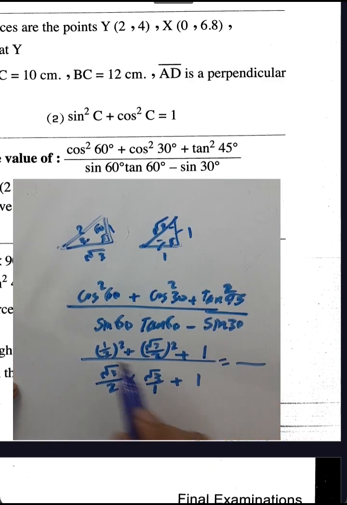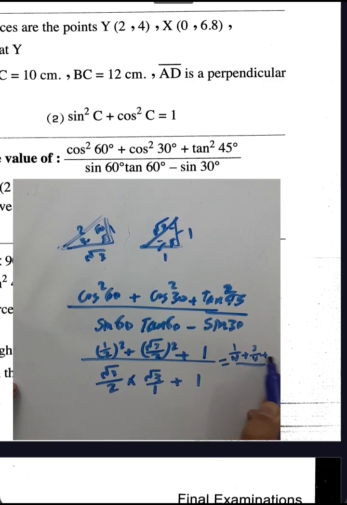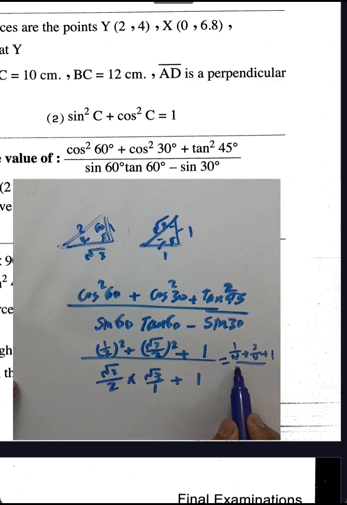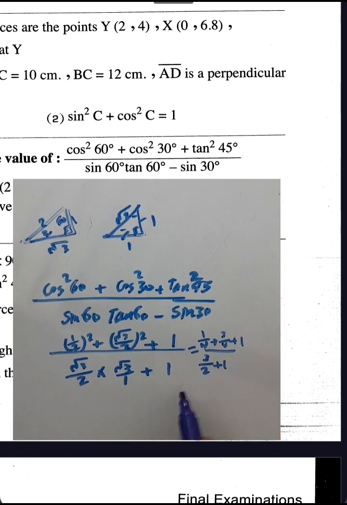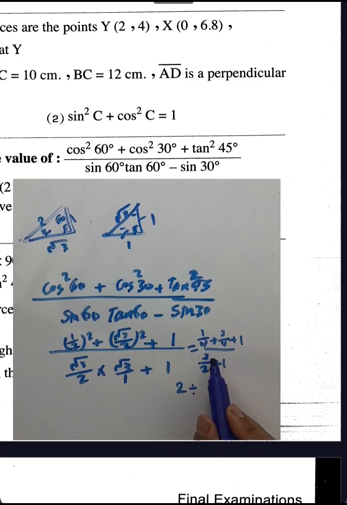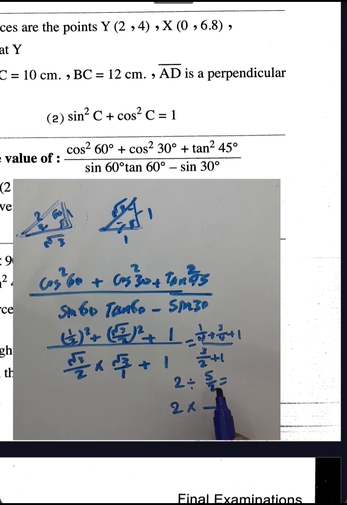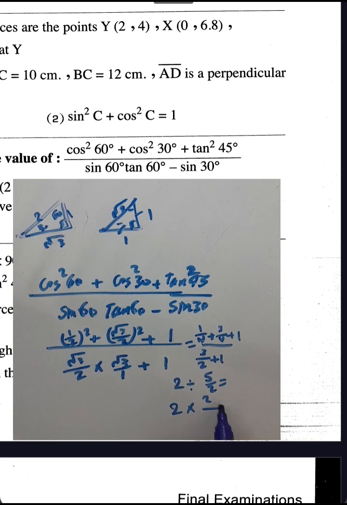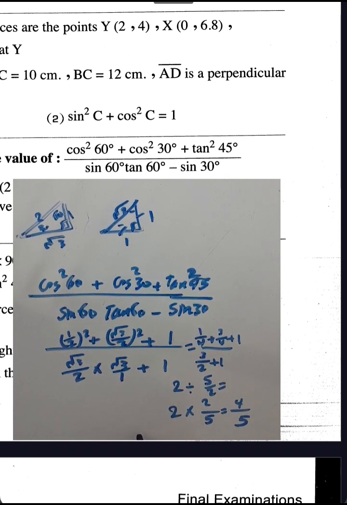Complete with me. Half power 2 it will be a fourth. Root 3 over 2 squared it will be 3 over 4 plus 1. Root 3 times root 3 equals 3 over 2 plus 1. A fourth plus 3 quarters is 1, plus 1 equals 2. Divided by 1 and 1 half it will be 5 over 2. And then write 2 times the product between 5 over 2 to be 2 over 5. The result will be 4 over 5. Okay, it's the value about this example. It's easy.